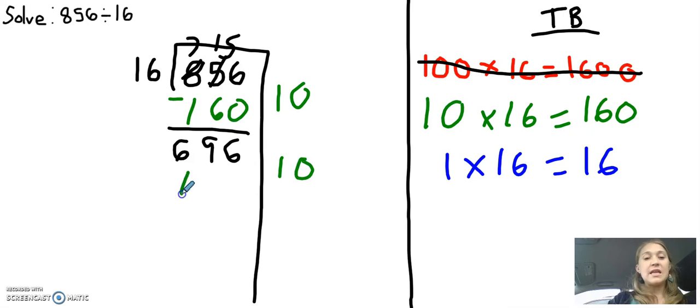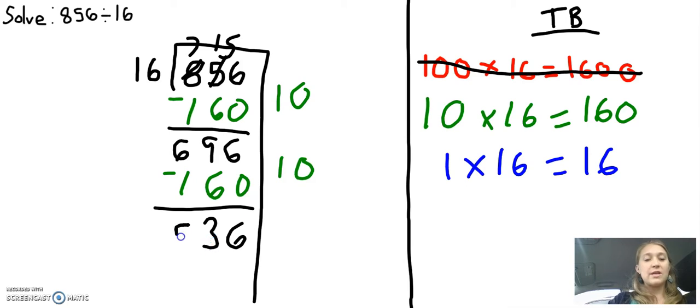10 times 16 is 160. And we're going to subtract it out. 6 minus 0 is 6. 9 minus 6 is 3, and 6 minus 1 is 5. 536. I can still use another 160. So I'm going to put my friendly 10 on the outside. 10 times 16 is 160. Subtract it.